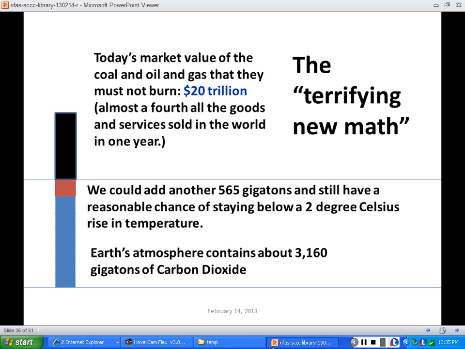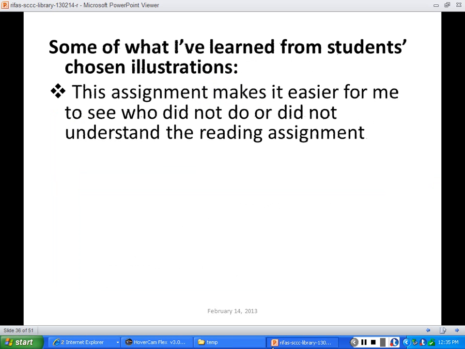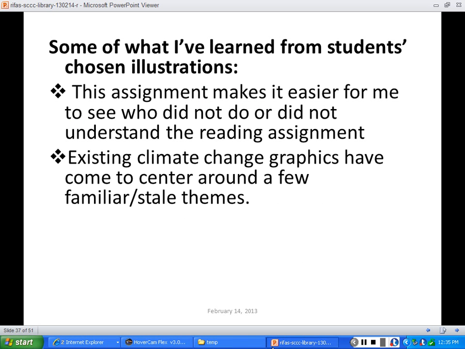And you don't have to agree with the analysis. What I find that I like about this assignment is that even if you're not an expert in it, you can read one article and interpret it and then find out how other people interpret it. What I learned was it became much easier for me to see who did not understand or did not read McKibben's article compared to if I'd asked them to write about it. Also, it reminded me that existing climate change graphics have come to center around a few familiar and stale themes.